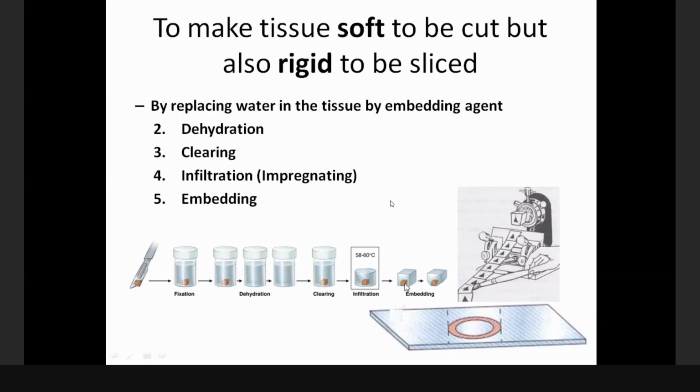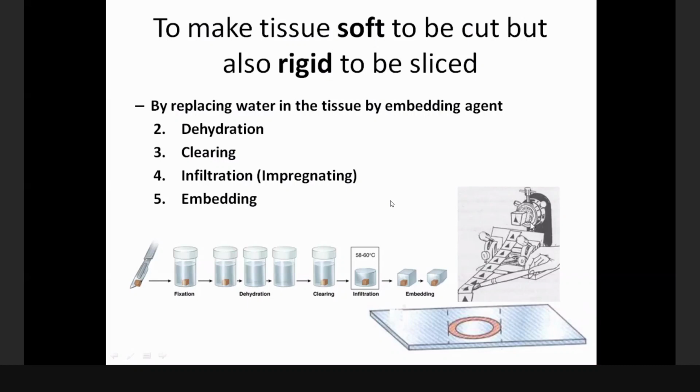So that's what tissue processing for microscopy is. For example, here you can see this picture showing where you can fit your tissue block into a cutting machine.